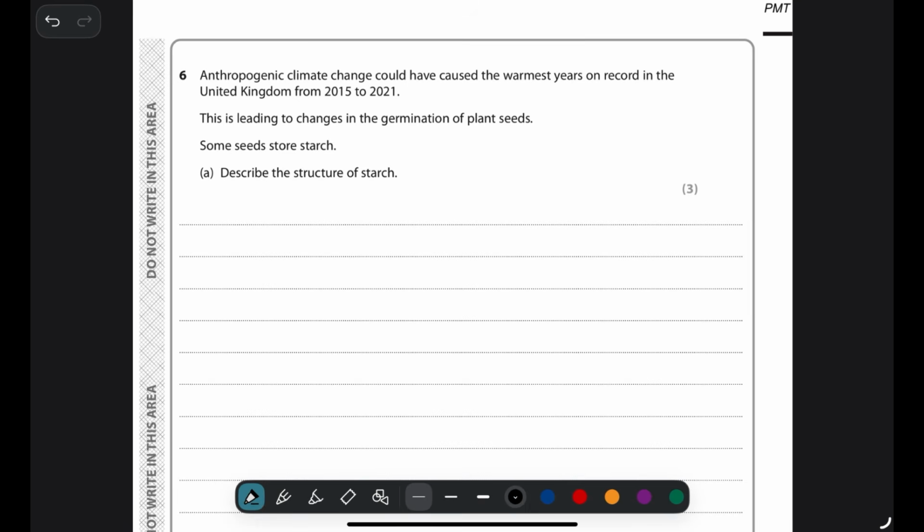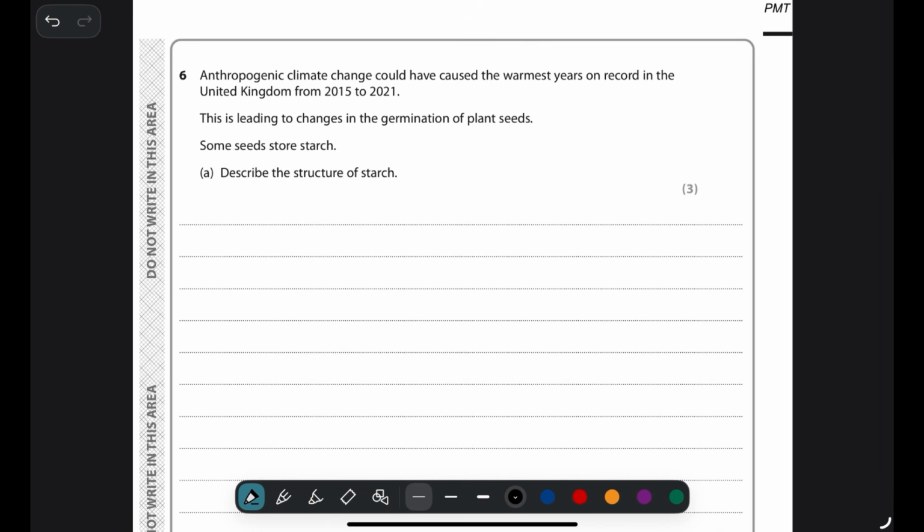Okay, so they're talking about climate change. I was hoping it was going to come up at some point based on the earlier question. But they also want to talk about germination of plant seeds. So I'm thinking they might talk about sustainability as well, or seed banks. Now, first question you've got here is about the structure of starch. This one is a warm-up. This is something that you would have learned in year 12, and I think you should know going into the exam.